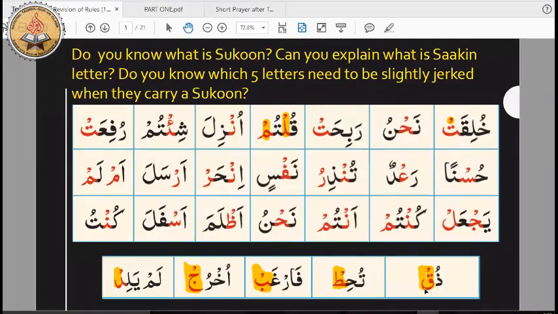Zuka. Well done. Okay, so you have to bounce your sound off on the Qaf at the end. Dhuq. Zuka. Well done, excellent. Now can you try this one for me?